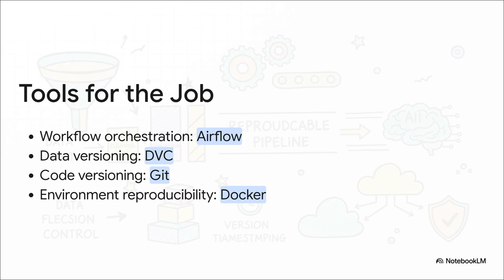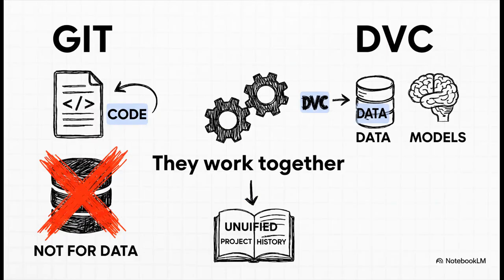Let's take a closer look at a couple of these. So, Git is fantastic for our code, right? But it's famously terrible at handling big data files. It just wasn't built for it. And that's where DVC, our data version control, comes in.